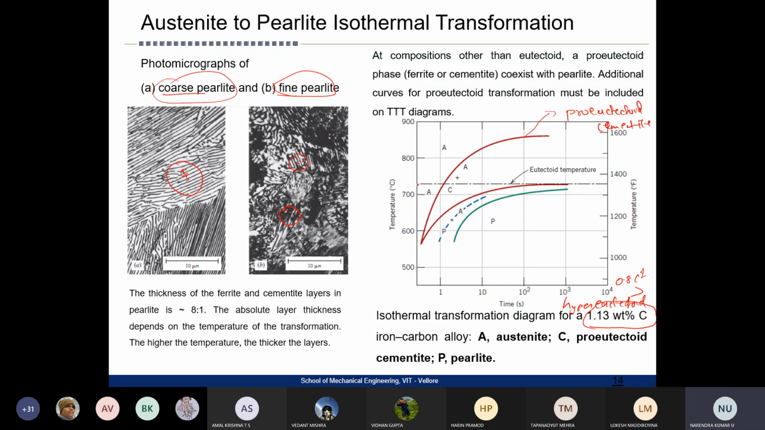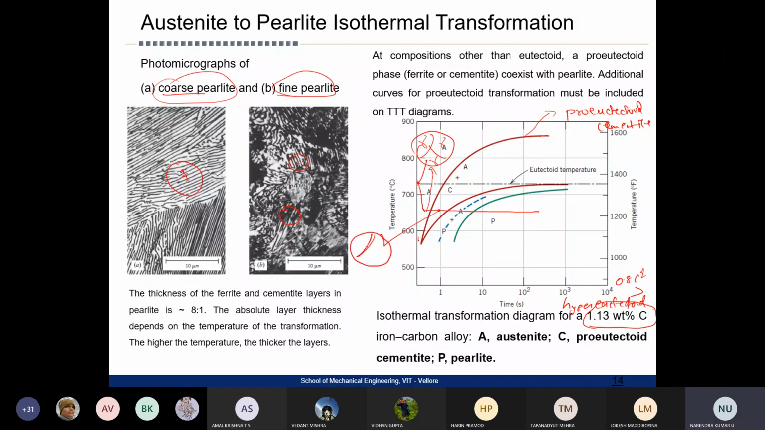If you are before this range, no proeutectoid cementite is formed. But somewhere in between, if you go here, you always end up with proeutectoid cementite and austenite. So maybe I'll do a transformation at this point and then I'll show you the structure. Already you know that, but still, around 650 I'm going to do the transformation. At this point, it is completely austenite. Again, this point is completely austenite.